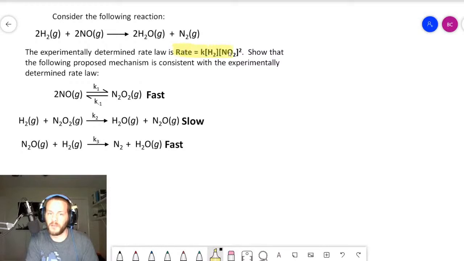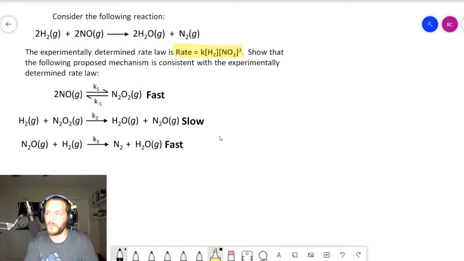Okay. So this is the experimentally observed rate law: rate equals k times the concentration of H2 times the concentration of NO2 squared. So we have to show that the rate law predicted by the mechanism is consistent with the experimentally observed rate law. And so how do we do that?